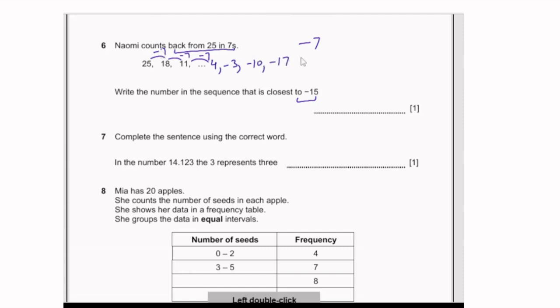Now we are looking at which one is closer to negative 15. As you compare these two numbers, negative 15 and negative 13 have a difference of 2, and here we have a difference of 2, and here we have a difference of 5. So which one is closer? The closer one is negative 17. So negative 17 is the answer.